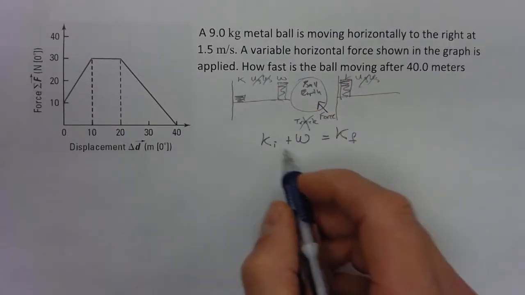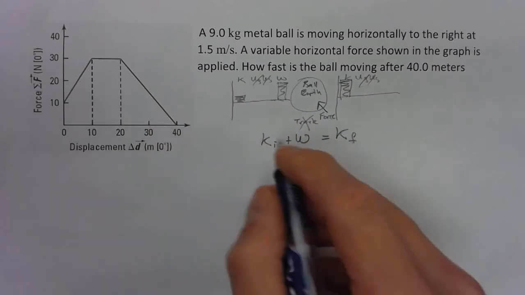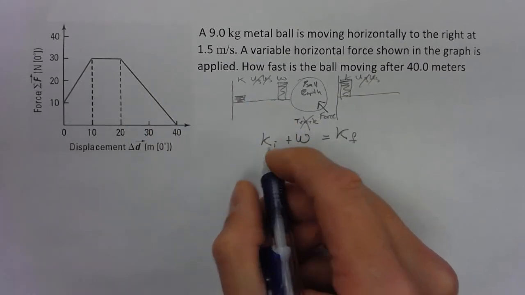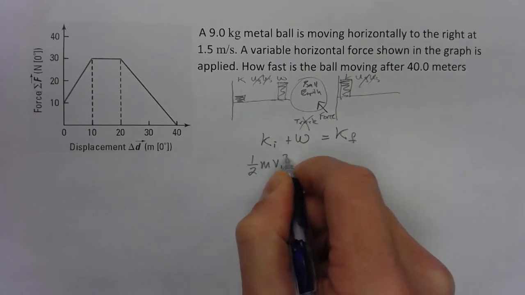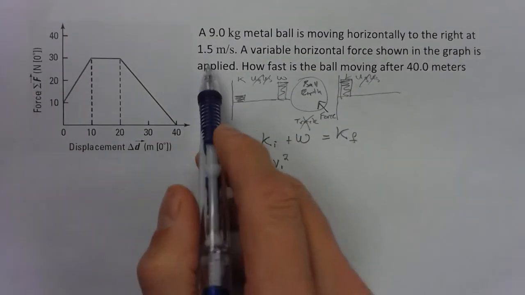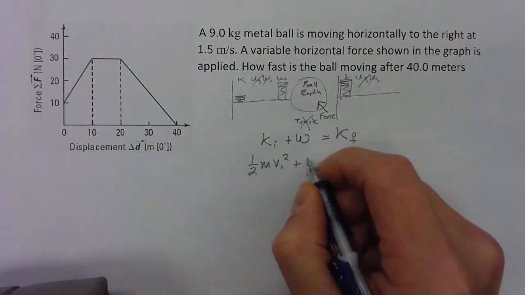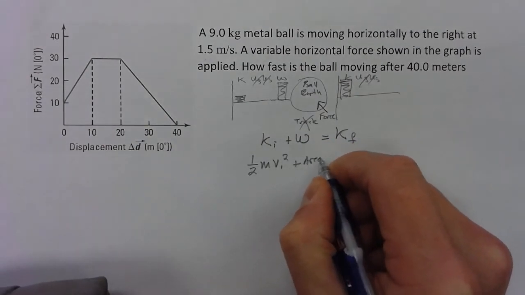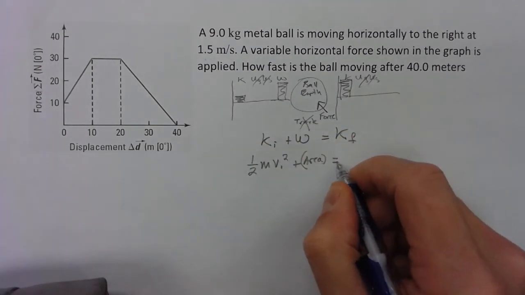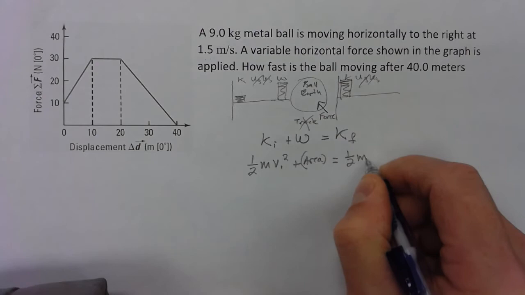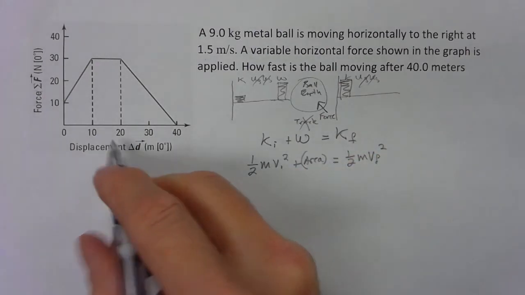So I can now plug in these equations and figure out things. The kinetic energy initial is 1/2 the mass times that velocity initial squared. That velocity initial will be 1.5. The work done, we have to find, that's going to be the area. I'm going to write in the word area there. So I have to figure out that area. And that'll equal the 1/2 m v final squared.